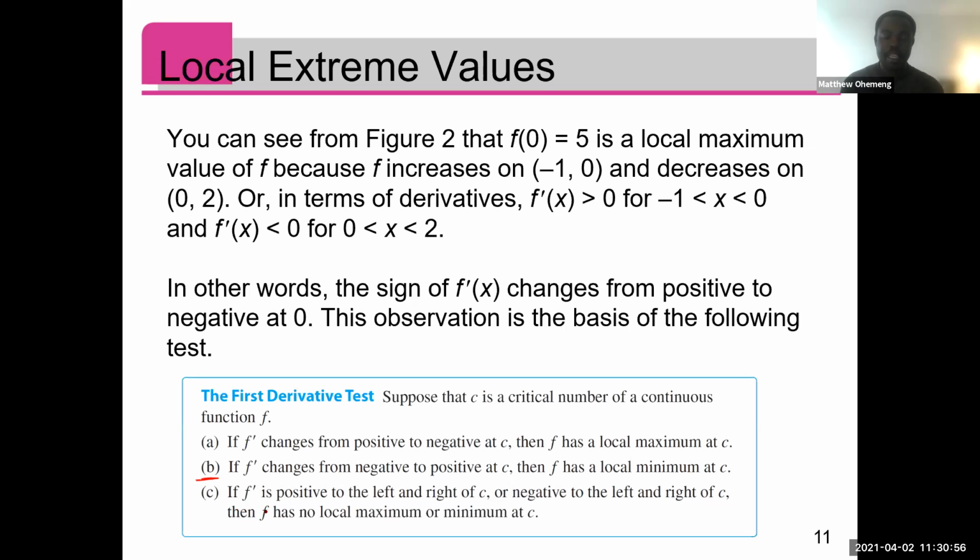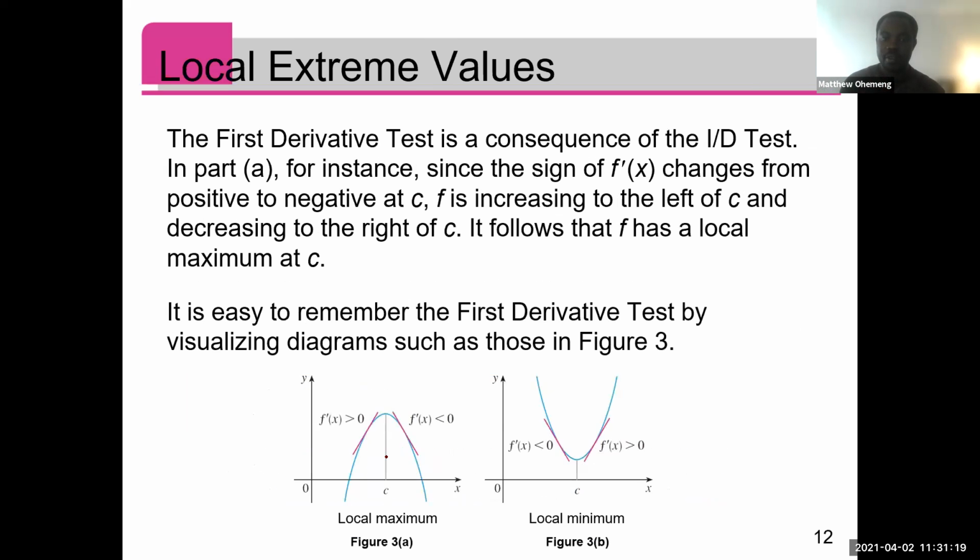And then the last point is, if F prime changes from positive to positive at the left and right of C, so it doesn't change, it's just a positive derivative here, and after you cross C, it's still positive, then that means that there is no local extreme value there. On the other hand, if it changes from negative to negative as you pass through C, then there's also no local extreme values. Now, these points will make more sense when you look at the graphs.